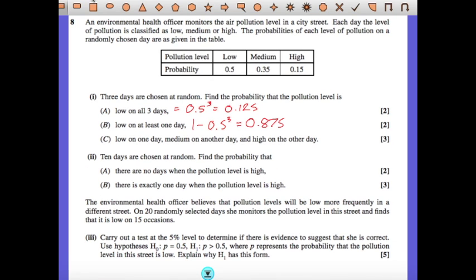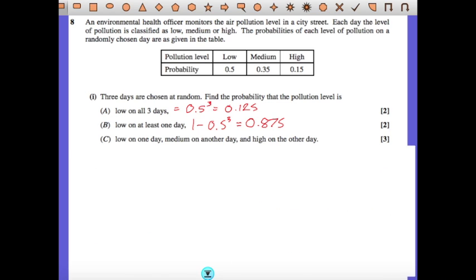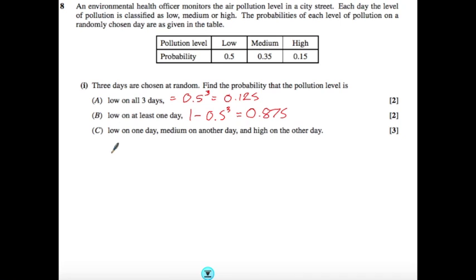Right, and the last part. Low on 1 day, medium on another day, and high on the other day. So we've just got to be careful here because we can think this can happen in any order. So it could be low, medium, high. It could be high, medium, low, etc. So first of all, let's just work out the probability of, for example, it being low, then medium, then high. So that's going to be 0.5 times 0.35 times 0.15.